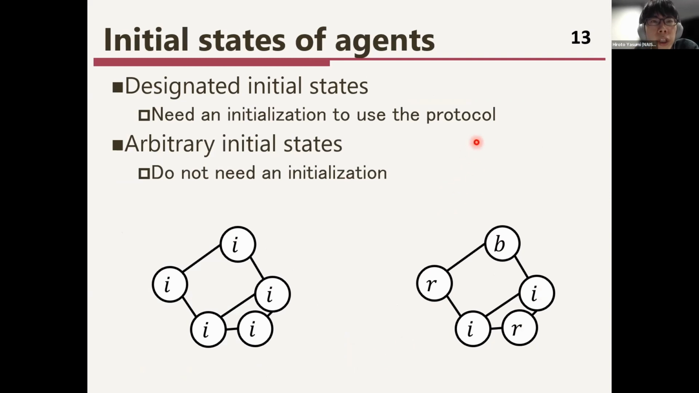Next, I'll explain an assumption of initial states. We consider two types of initial states. The first one is designated initial states. In these settings, all agents have the same initial states, so we need an initialization to use the protocol. On the other hand, with arbitrary initial states, we do not need an initialization.